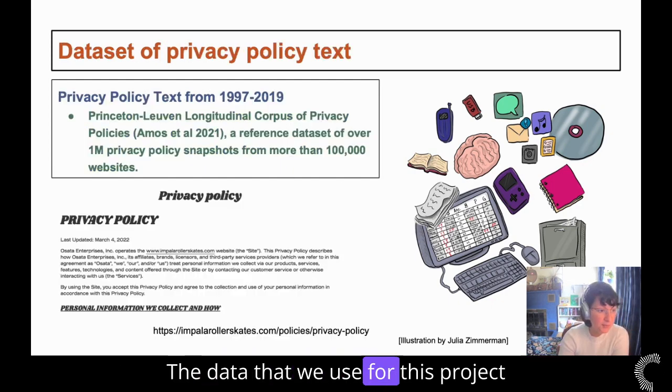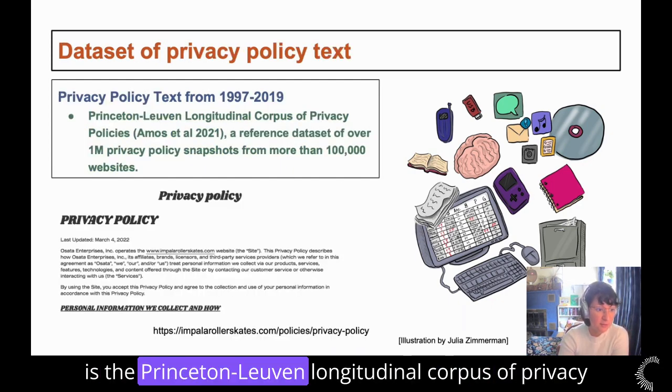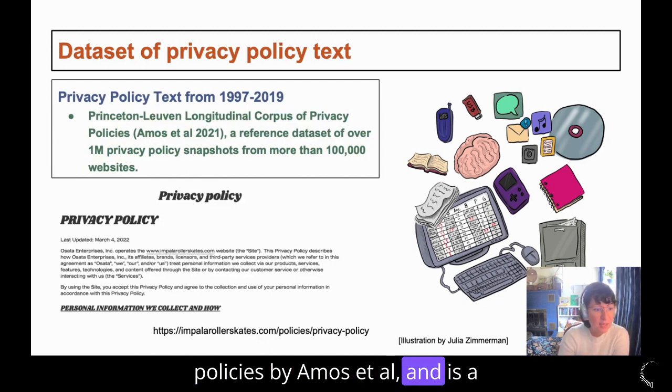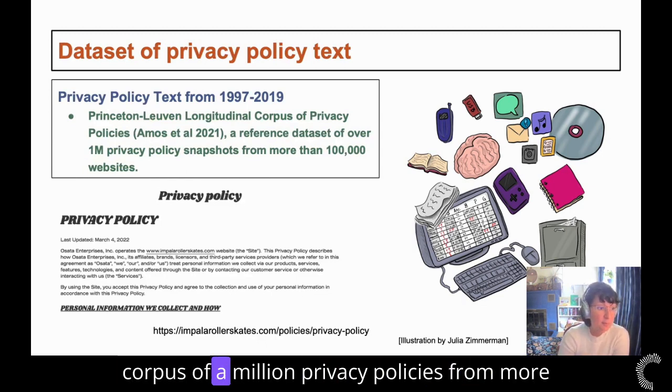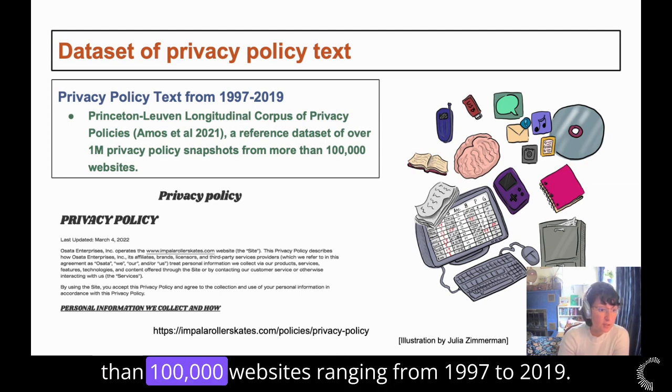The data that we used for this project is the Princeton-Leuven Longitudinal Corpus of Privacy Policies by Amos et al., and is a corpus of 1 million privacy policies from more than 100,000 websites, ranging from 1997 to 2019.